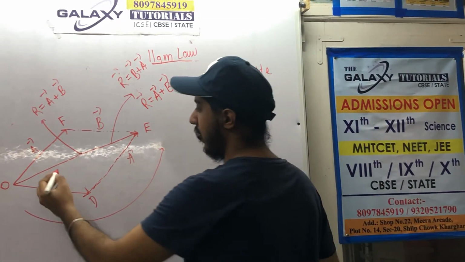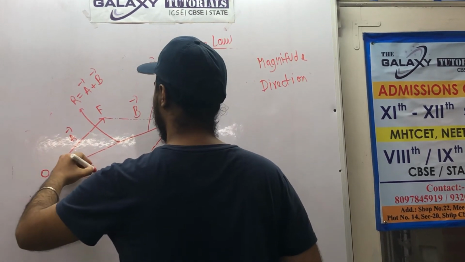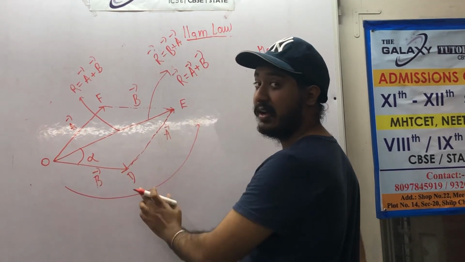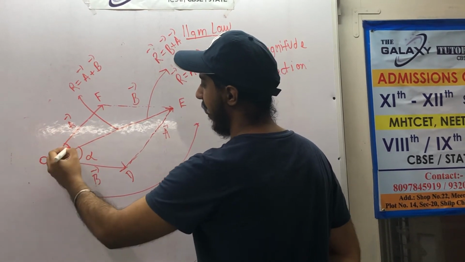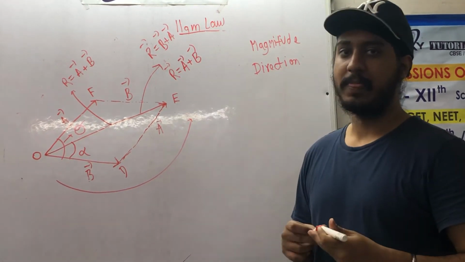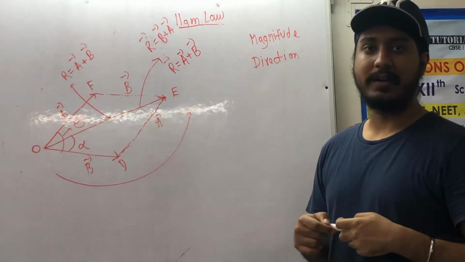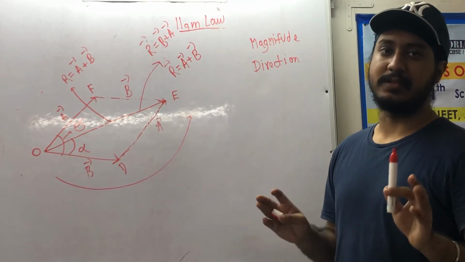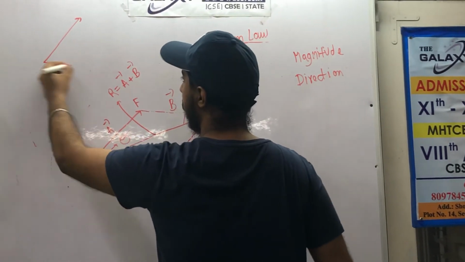So first of all, I will assume the resultant vector makes an angle alpha here, and the angle between the 2 vectors A and B, I will assume it as theta. One thing you should all remember is that the angle between the 2 vectors is always between the tails. What is the tail of the vector? This and this.